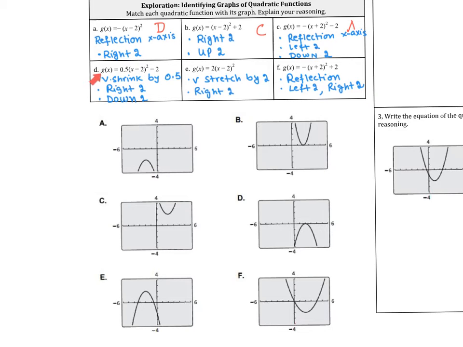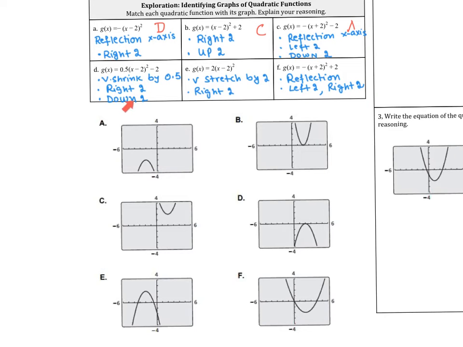For the D equation, g(x) = 0.5(x - 2)² - 2. If this number a is less than 1, and in this case it's less than 1, then it's going to be a vertical shrink. So it's a vertical shrink by a factor of 0.5 or 1/2. The negative 2 inside means it's right 2 units. Outside, k means that it's going to be down 2 units.